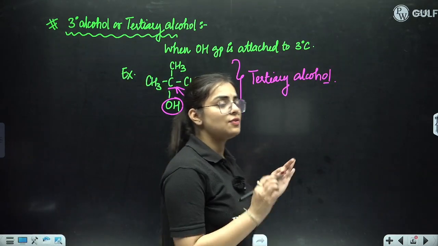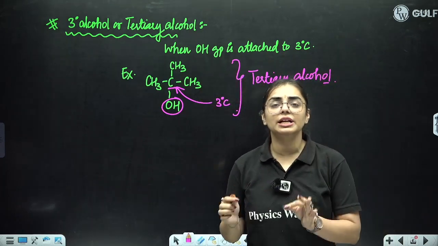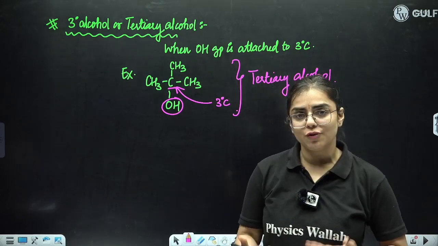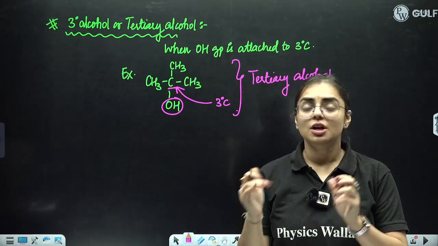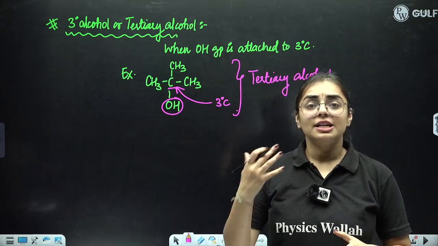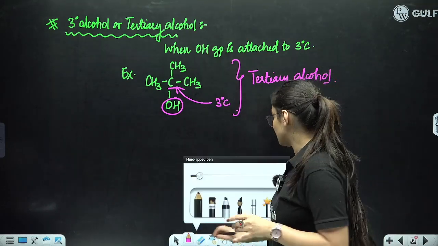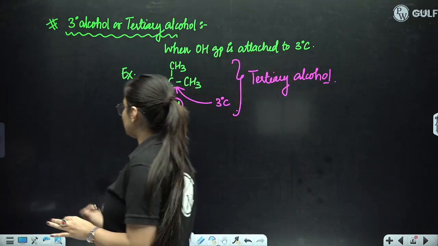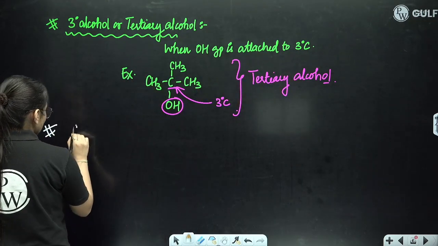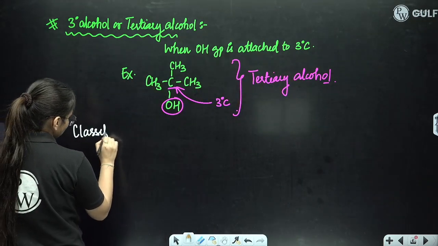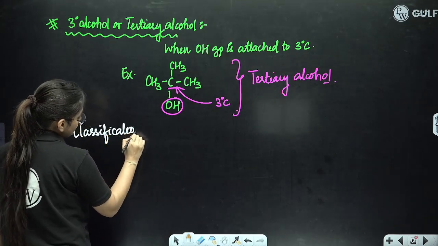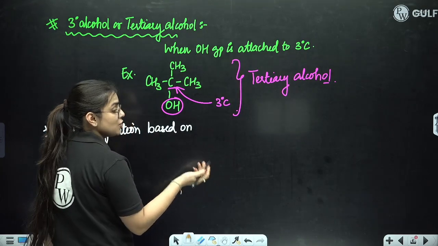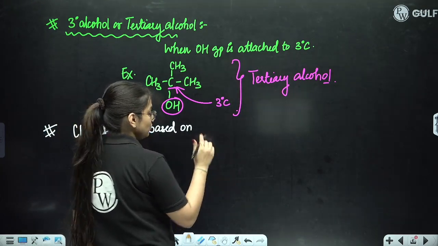Now this classification was based upon the degree of carbon. That means the kind of degree of carbon the OH group is attached to creates the degree of alcohol. That is the classification of alcohol. Next comes the classification based upon hybridization.